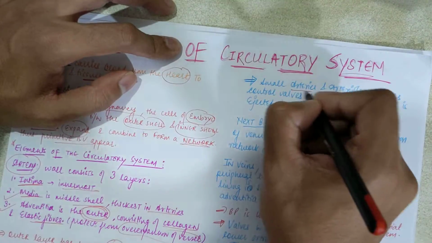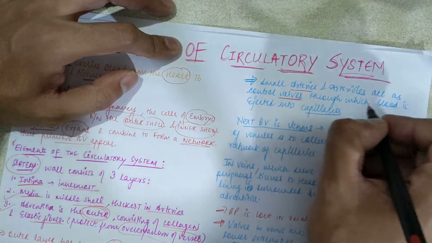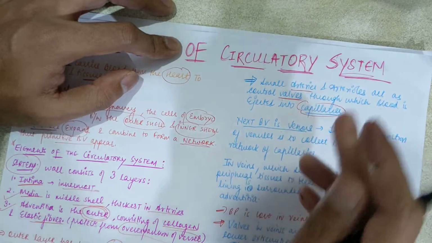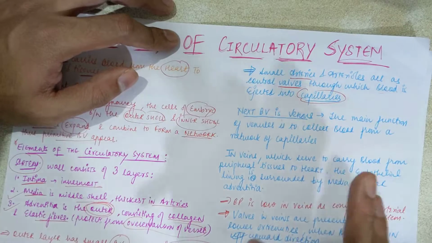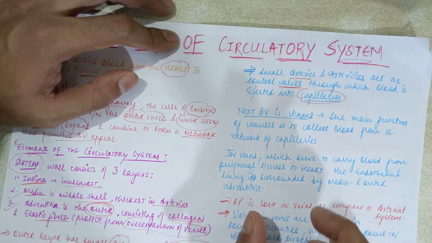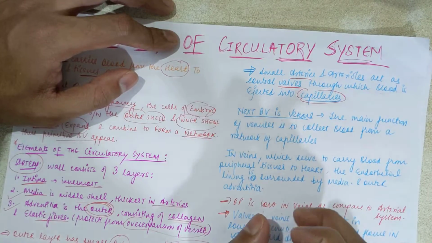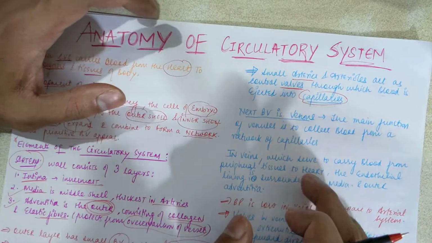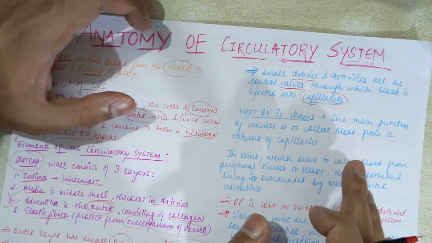We have small arteries and arterioles which act to control valves through which the blood is ejected into capillaries. They just act like valves. After the arteries, the arterioles come and become narrow, and they control the ejection of blood into capillaries.